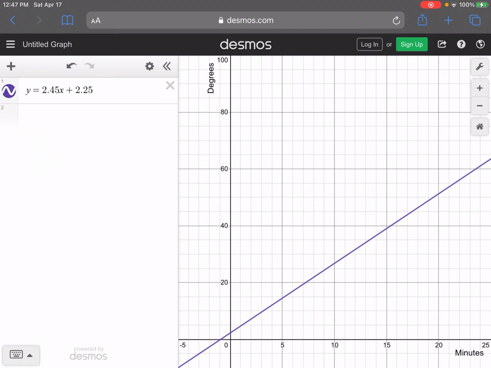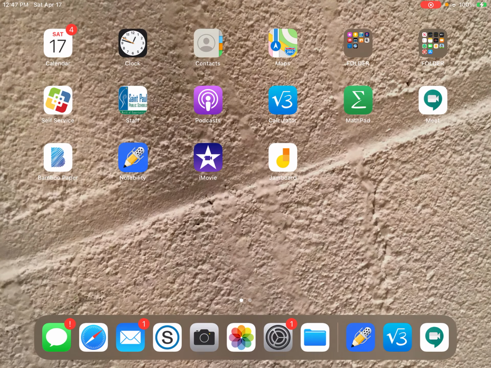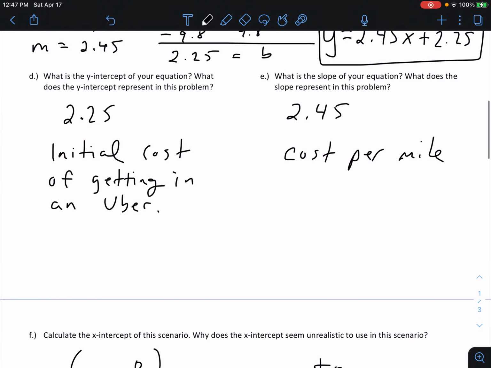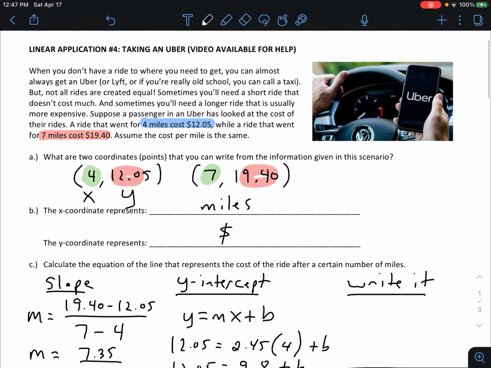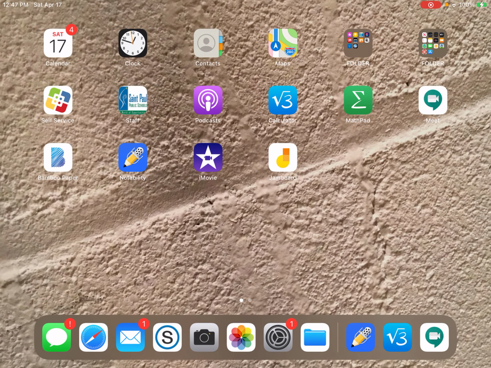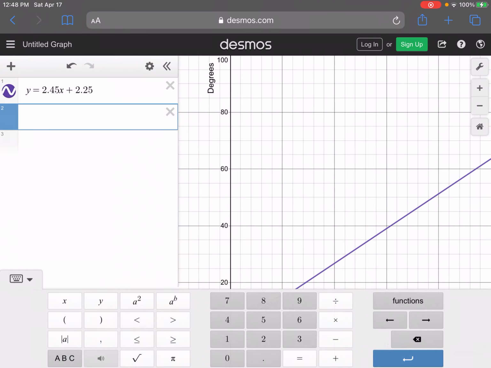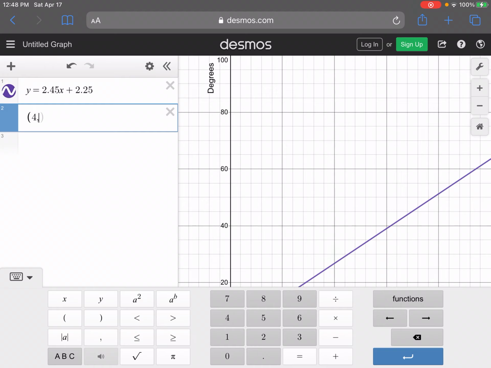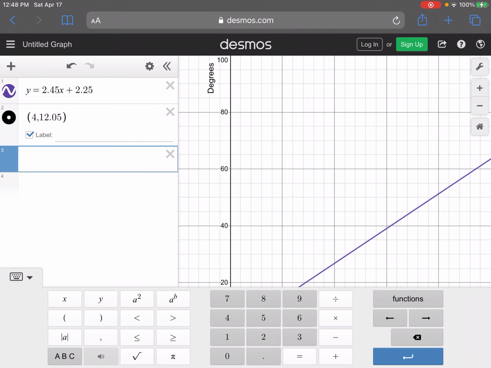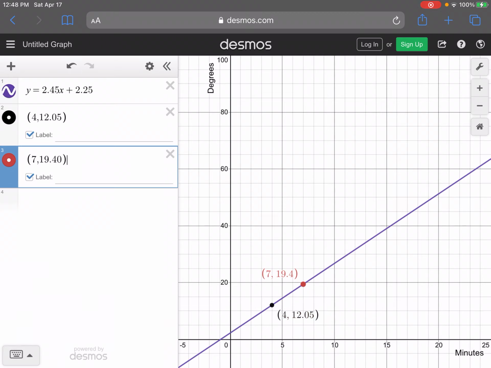Okay, so then we need to add some points here. And I don't remember what they are off the top of my head. So I've got to go back and look, and we're going to add those points from the very beginning that we found. Ooh, 4 and 12.05. And 7 and 19.40. 4, 12.05. And this is a good test because, do they show up on the graph? 7 and 19.40. Was that it? Here's the moment of truth. Ooh, that one's on. I can see it. Yep, they're both on. So there we go.